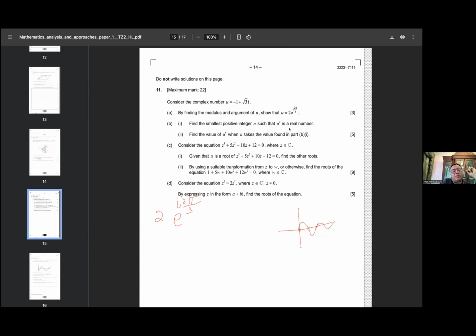To make it 0, it will be n pi, so n pi by 3. So n should be 3. Then we get 2 pi. You see that? So this n will be 3.